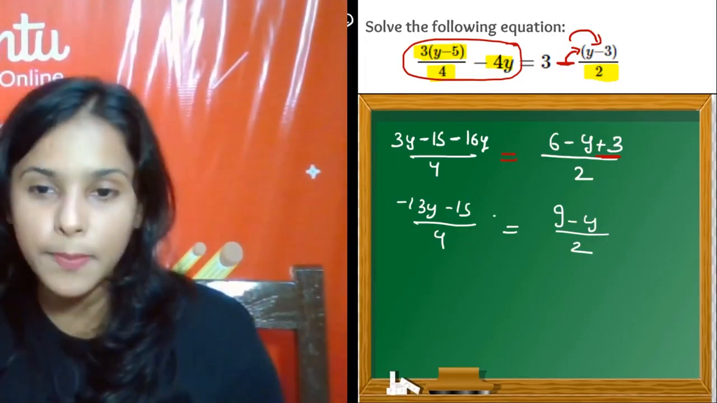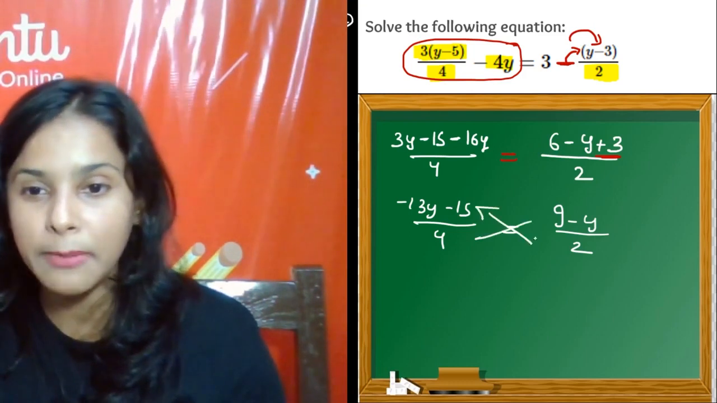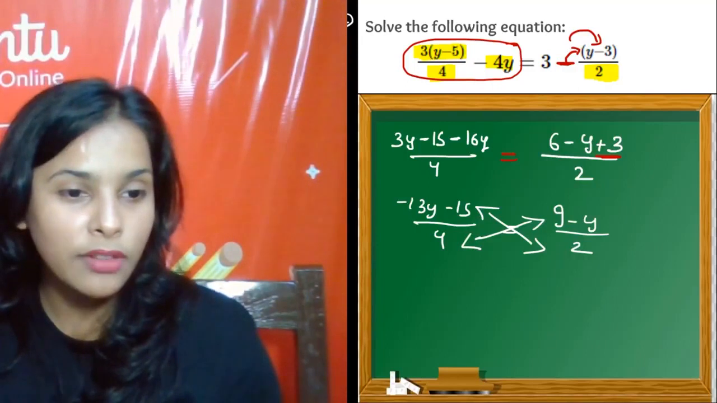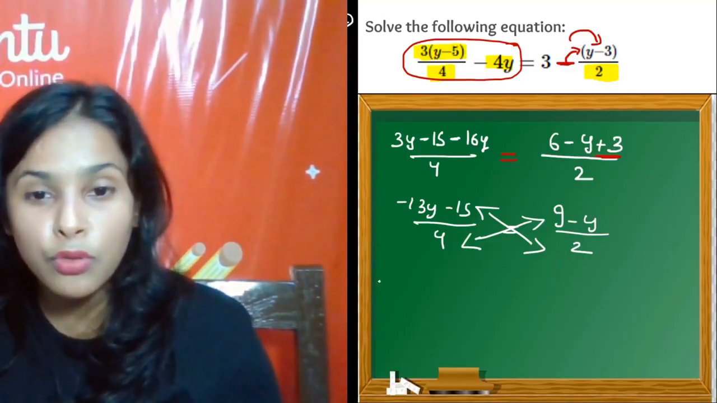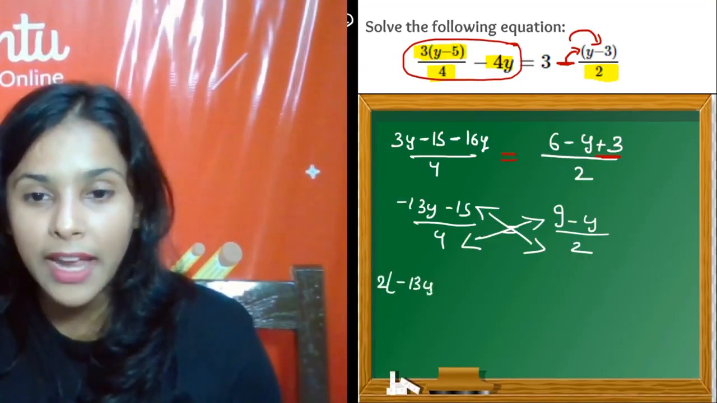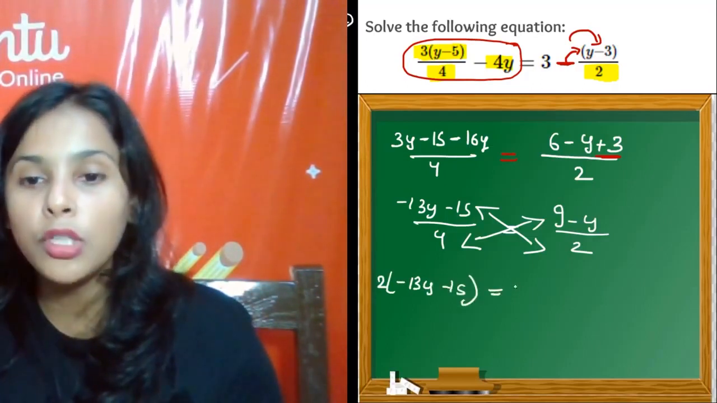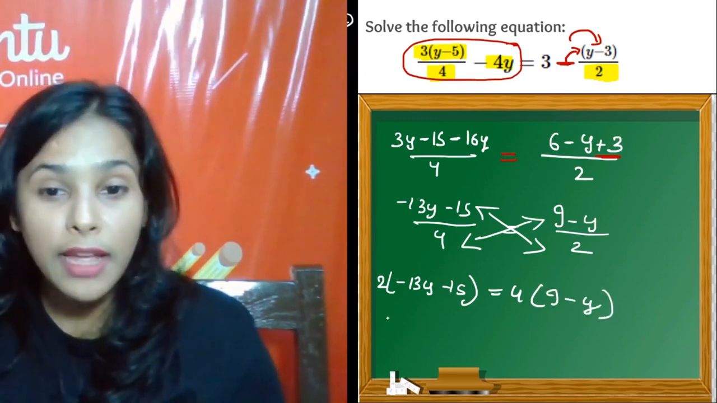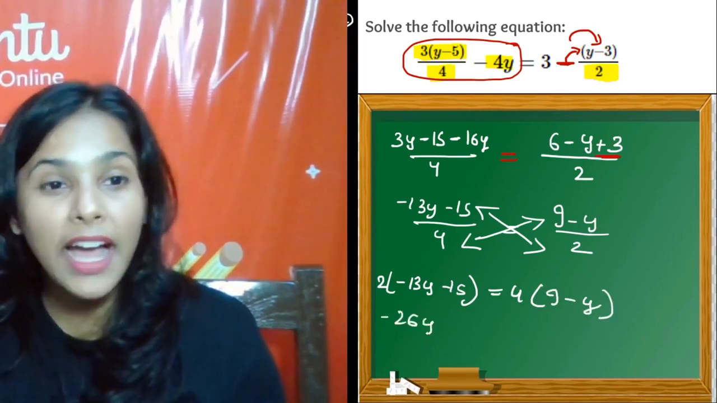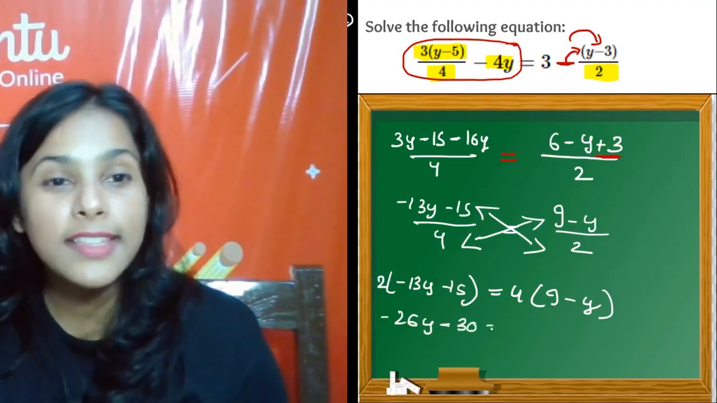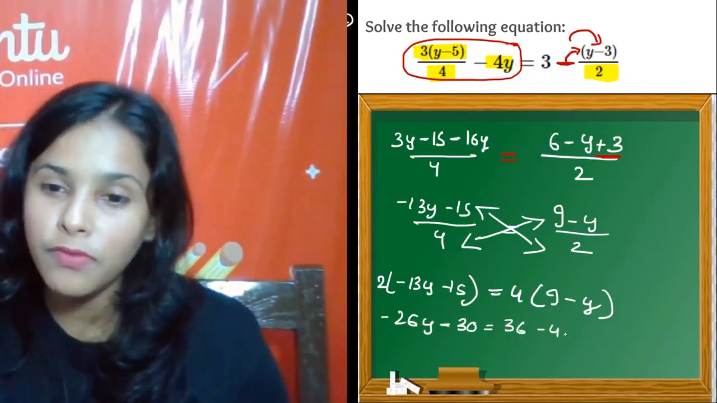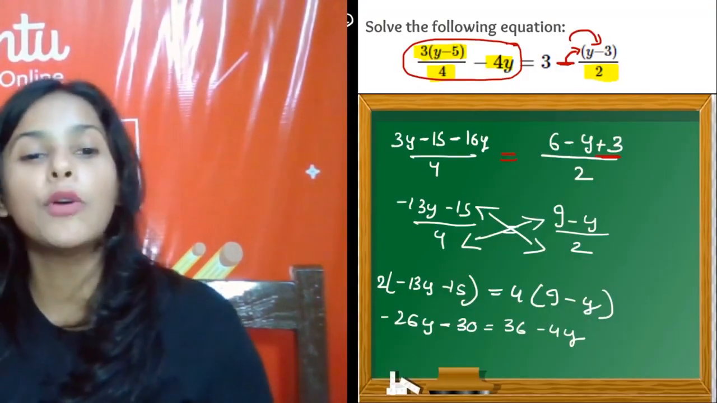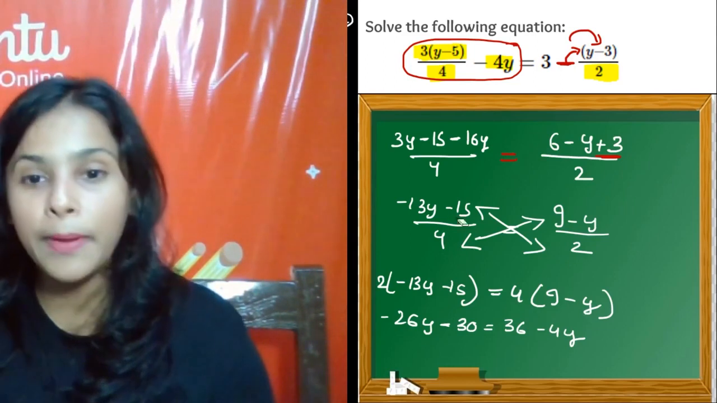Now let me explain this method by cross multiplication. You can solve this by cross multiplication. Now let's quickly solve this by cross multiplication. So 2 into minus 13y minus 15 is equal to 4 into 9 minus y. Yes, so we got minus 26y minus 30 is equal to 36 minus 4y. Clear, everyone? Okay. Now let me erase the upper part.